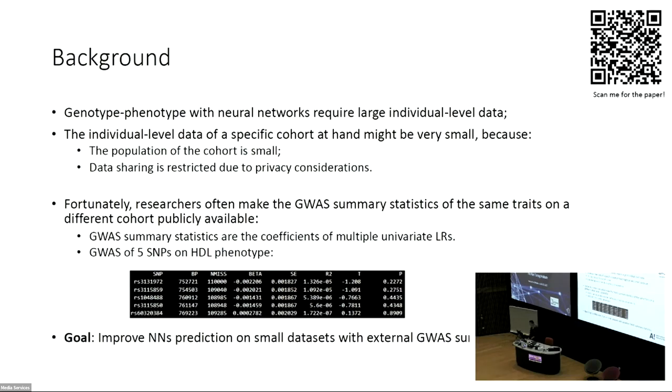But fortunately, in this field, researchers often make the GWAS summary statistics of the same trait, but probably on a different cohort, publicly available. The GWAS summary statistics are just the coefficients of multiple univariate linear regressions, where for each model, we use just one SNP to predict the phenotype. Then we report the coefficient and, for example, the T statistics and the P values. Here is the GWAS result of 5 SNPs on the HDL phenotype. We know the coefficient, the standard error, and the T statistics and P values of each univariate linear regression.